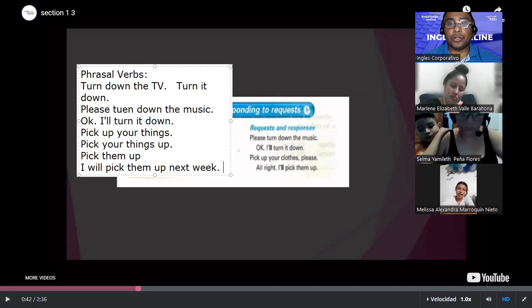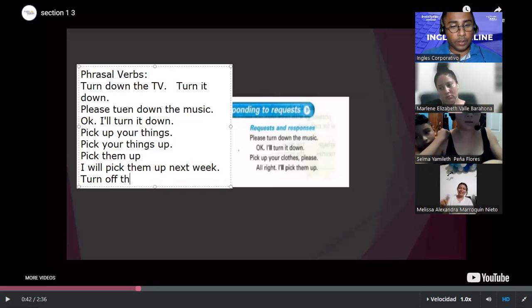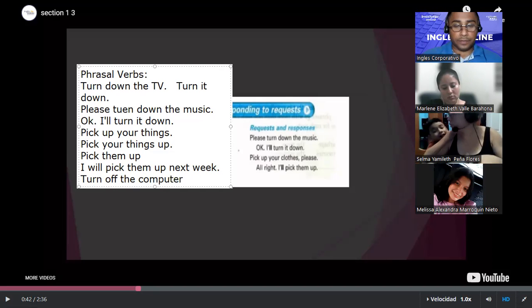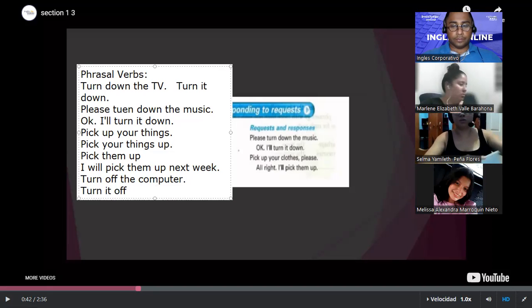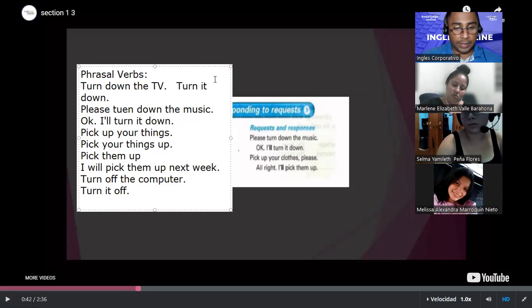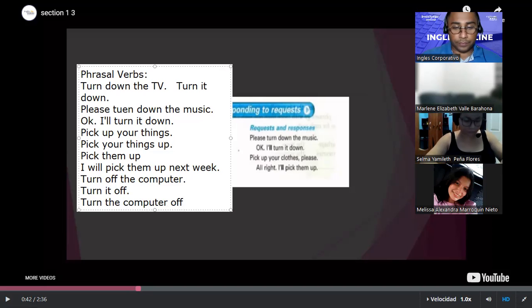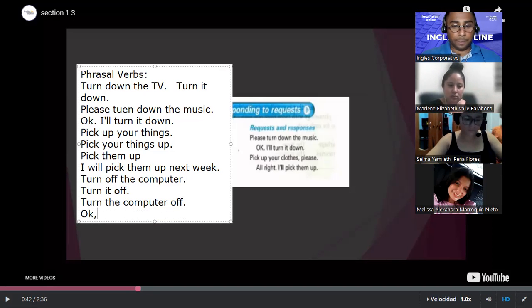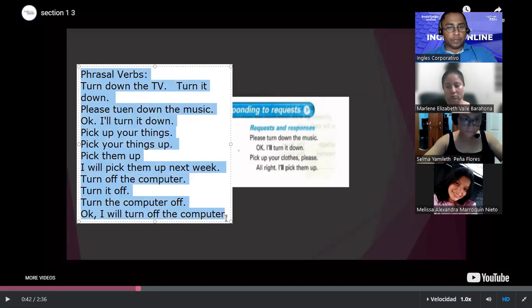Or for example, if somebody says to you, turn off the computer, or you can say, turn it off. Or you can say, turn the computer off. And then you respond, okay, I will turn off the computer. Okay, so these are some examples of the phrasal verbs and how you can use them in everyday conversations.